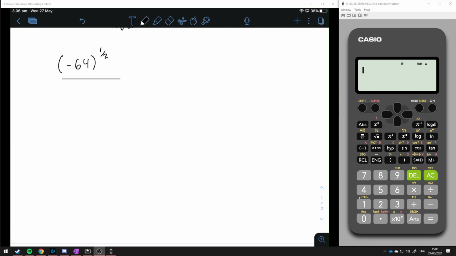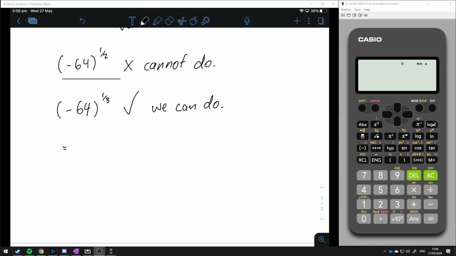However, I could do negative 64 to the 1/3, because we can have cube roots of negative numbers. So we can. And we know the answer to that anyway, that's negative 4, because negative 4 times negative 4 times negative 4 is equal to negative 64. Because negative 4 times negative 4 is 16, and positive 16 times negative 4 is negative 64.